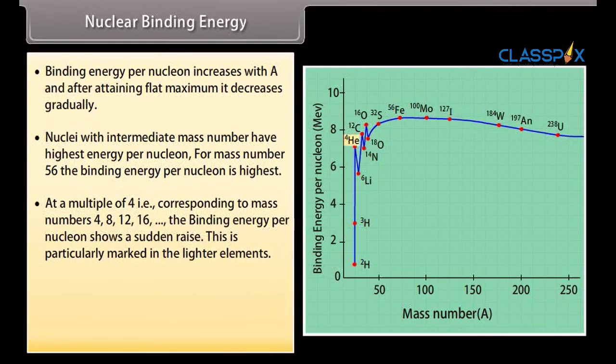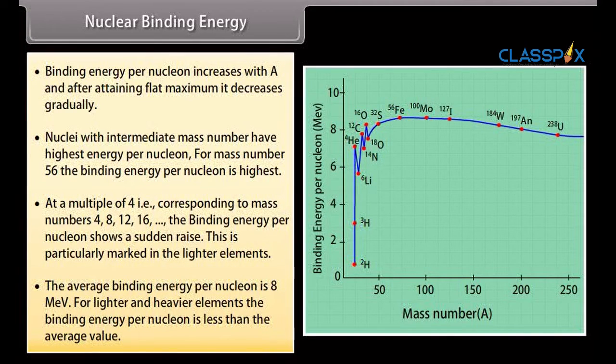At multiples of 4, that is corresponding to mass numbers 4, 8, 12 and 16, the binding energy per nucleon shows a sudden rise. This is particularly marked in the lighter elements. The average binding energy per nucleon is 8 MeV. For lighter and heavier elements, the binding energy per nucleon is less than the average value.